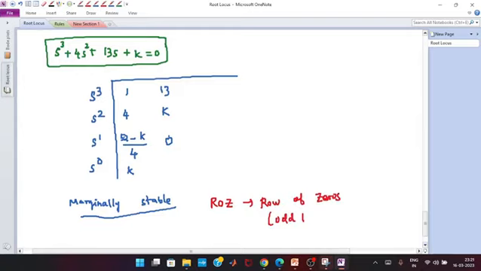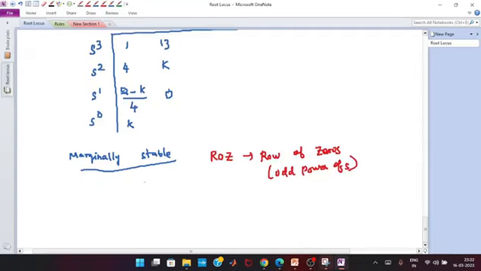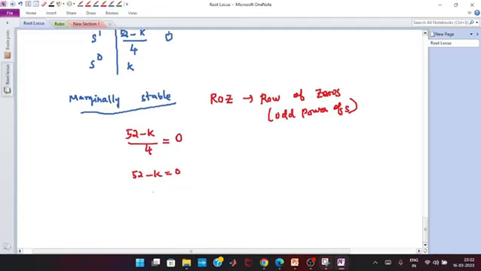It's obviously an odd power of s, right? So with odd powers of s, the row of zeros may exist. So here, which place may it exist? 52 minus k divided by 4, right? So at this place, 52 minus k divided by 4, that could be 0. And what is the value of k? So 52 minus k equal to 0, and k could be 52. So this is the value of k.